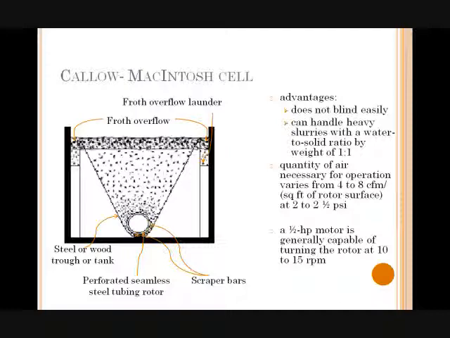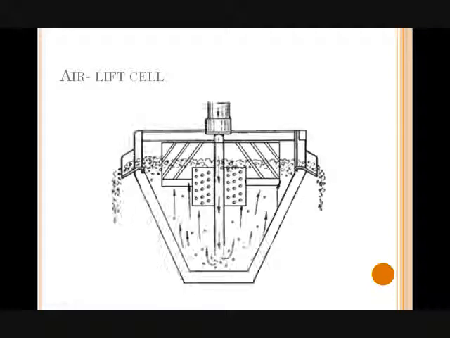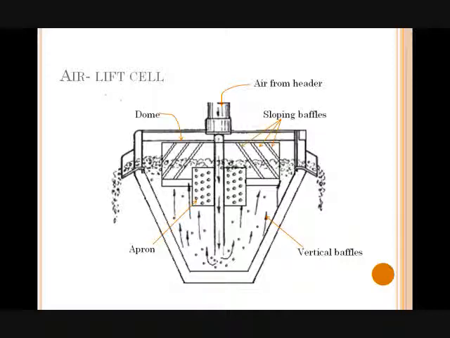The last example of pneumatic cells is the airlift cell. The airlift cell consists of a V-bottom trough divided into sections by vertical baffles. Air is supplied from a header running the entire length of the trough to the air connections at the top of each cell. Air flows down to the bottom of the vertical air pipe within about 6 inches of the bottom. The air bubbles carry some pulp upward through the perforated apron, thereby agitating the slurry and forming froth, which is deflected by the dome against the sloping baffles. The froth overflows over the overflow lips along the sides of the trough into a launder.